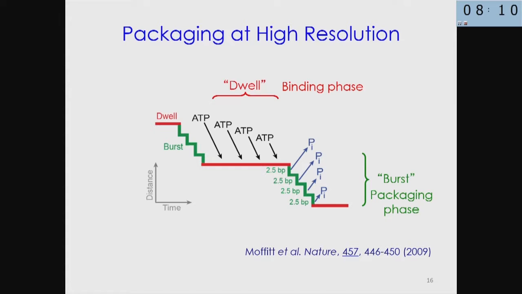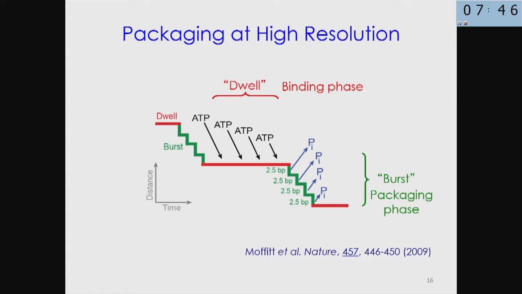Okay, so here is how we look at the dwells and bursts that I was telling you. During the dwell, we know that the motor binds ATP, and during the burst, the motor packages the DNA. When it hydrolyzes ATP, releases the phosphate, and then does the power stroke of 2.5 base pairs. 4 of them. 4 of them times 2.5 is the 10 base pairs. Okay, that's what we knew. And we wanted to know other things.